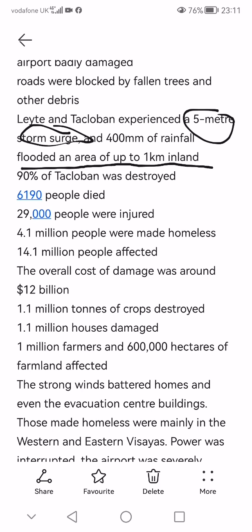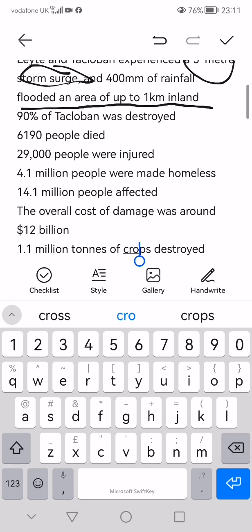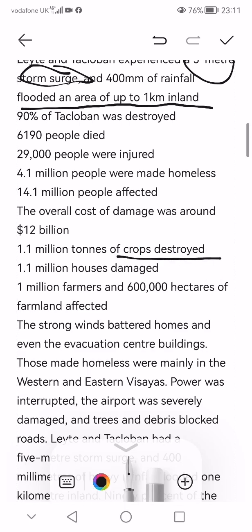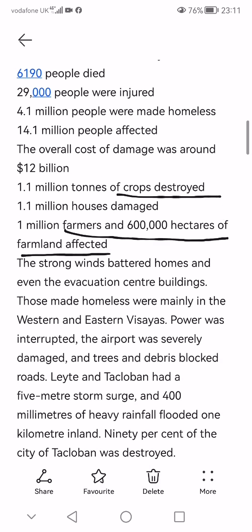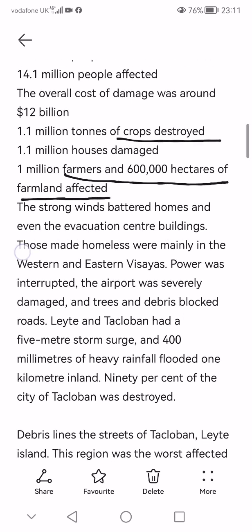You also have Tacloban being destroyed, most of it anyway. 6,190 people died, 29,000 people injured, 4.1 million homeless, 14.1 million people were affected overall, costing $12 billion US. Then you had the crops being damaged, as you can see down here, and farmers losing their land. This does not only mean the farmers lose money, but also a country that needs it loses its food supply.